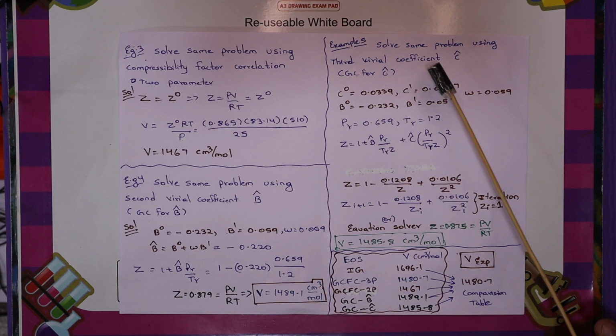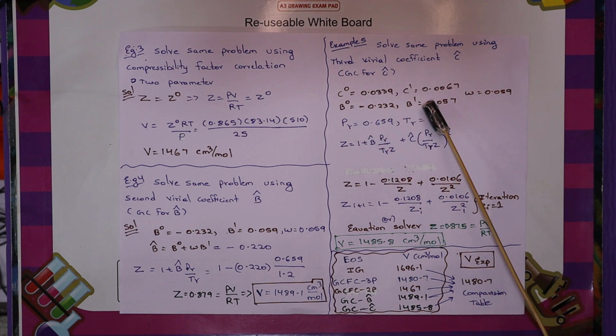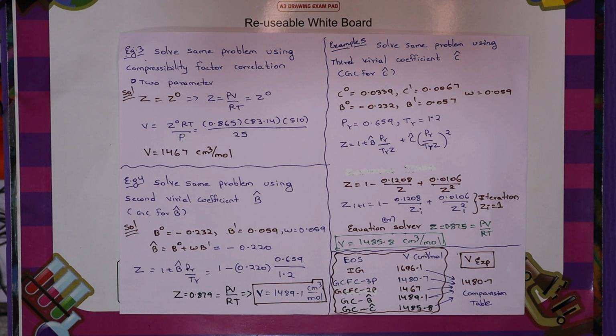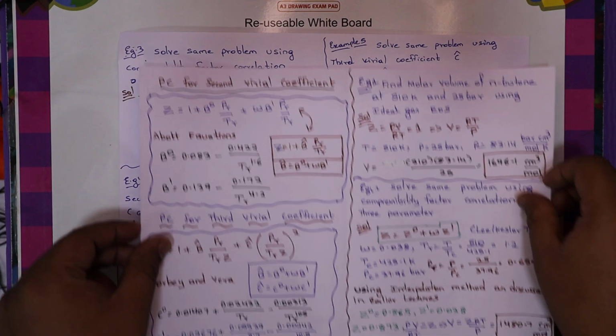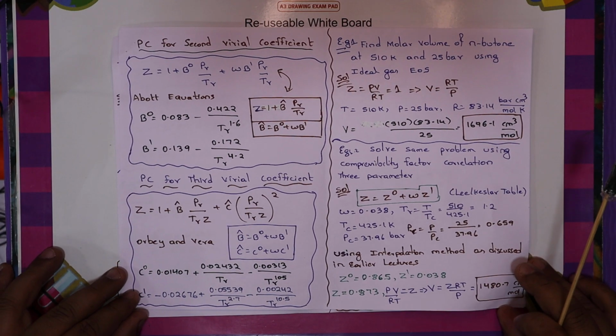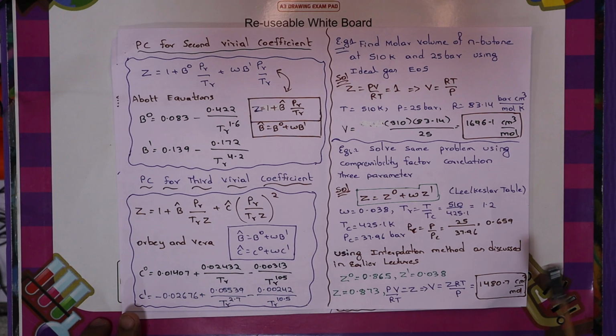And the other one is the Pitzer correlation for the third virial coefficient. Along with the B0 and B dash, you should get the data of C0 and C dash. So C0 and C dash can be estimated. As you can observe, these are the equations to estimate the value of C0 and C dash. If you know the TR, you can estimate the C0 and C dash as well.